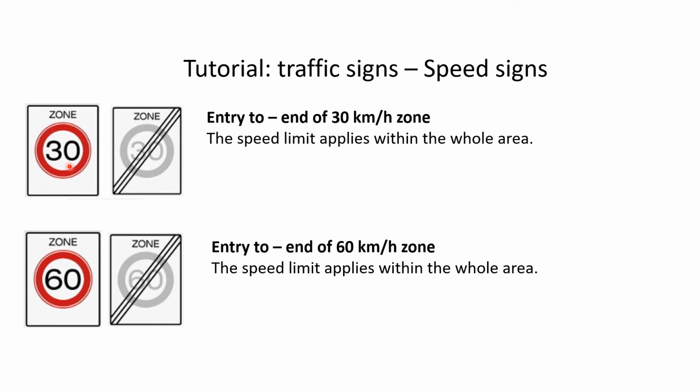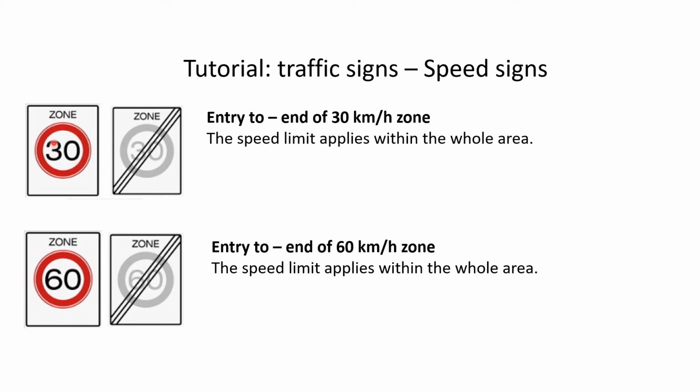These are the zones. Now you see the same thing, which is the maximum speed. But then on top of that, you see the word zone. That means that this speed limitation is not for a certain road, but for a complete zone or for a complete area.